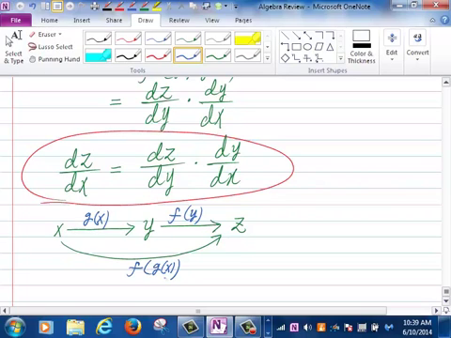Is this formula making sense to you? In engineering classes, if you use the chain rule, usually this is the form you use. In physics, they usually use this form of the chain rule.